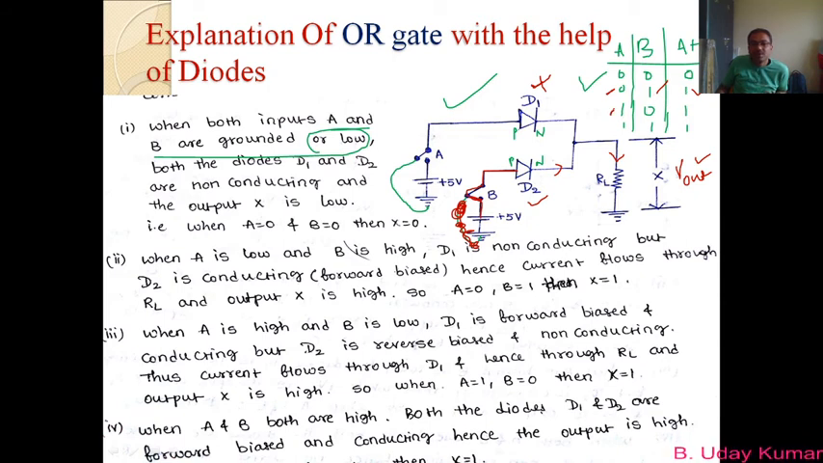And coming to 1 and 0, what is 1 and 0? A is given 1 and B is 0. That means forget about this case. A is connected to +5, and again what happens?